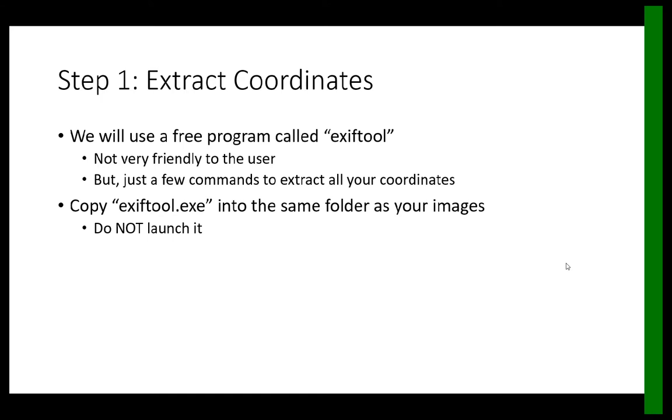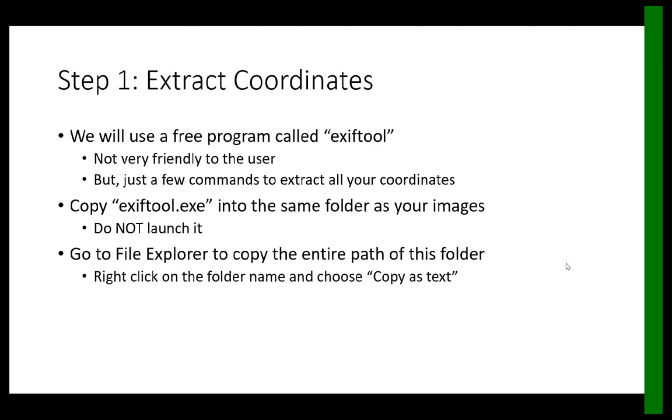What you want to do is get this exiftool.exe, it's a very small program, and make a copy of it and put a copy into the same folder as your images. Now you don't want to launch it. You don't want to double click it. We're just going to run this from a command line. So you need to know where this program and your images are stored. So go to File Explorer, find this folder, and then copy the entire path of this folder by right-clicking on it and choosing Copy as Text. And we're going to use this here in the command line.